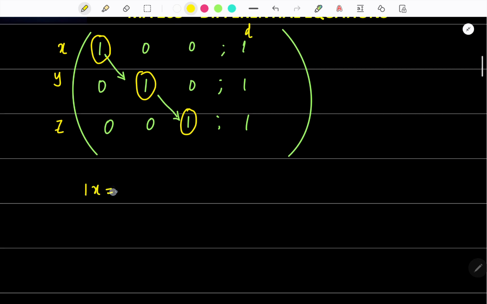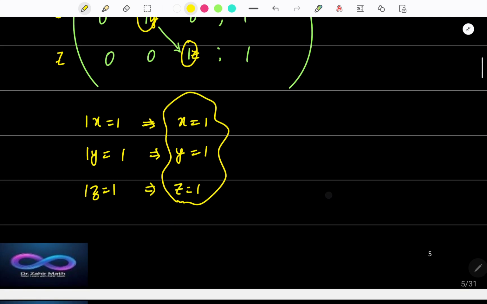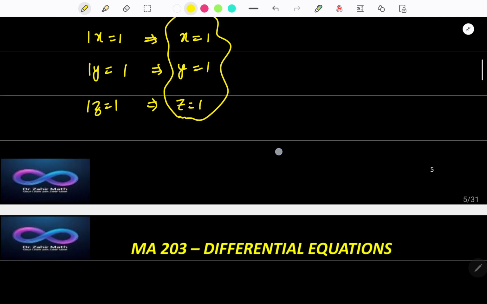So 1x is equal to 1, which implies what? X is equal to 1. This is for y. This is for x. This is for z. So 1y is equal to 1, which implies y is equal to 1. 1z is equal to 1, which implies what? Z is equal to 1. Clear, everybody? Right. Now, teacher, I want to check whether this answer is correct or not.